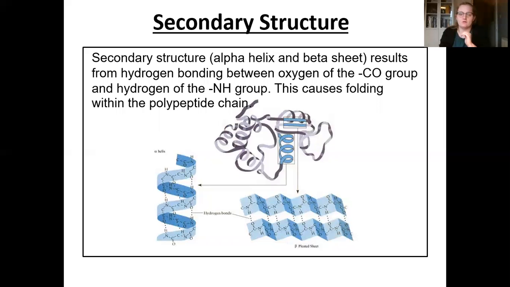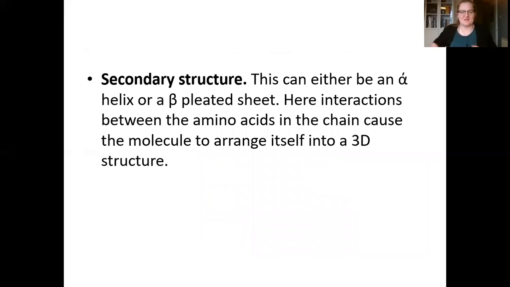So we'll look at them in a little bit more detail now. So secondary structure, we can either have an alpha helix or a beta pleated sheet. And this is all about the interactions and the bonding here to start to make this 3D structure.